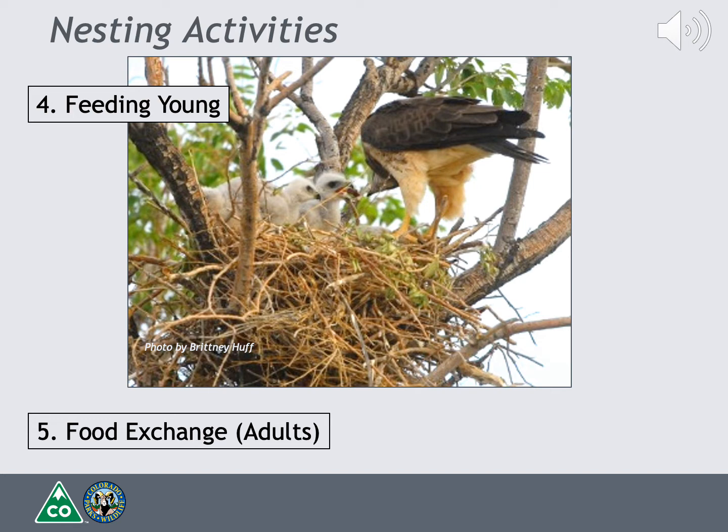Food exchange between adults. One adult brings a food item to the nest and gives it to the other adult. This could also be selected if one adult gives a food item to a second adult away from the nest, and the second adult then brings the item to the nest. The food item can ultimately feed an incubating or brooding adult and/or nestlings or fledglings. If this occurs before nesting, it's considered non-nesting courtship behavior.